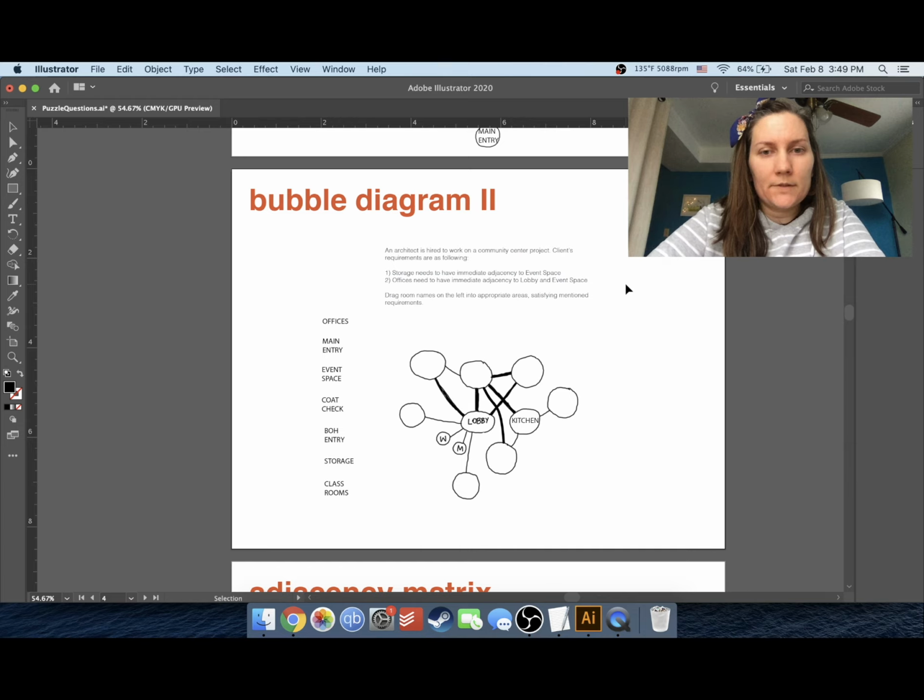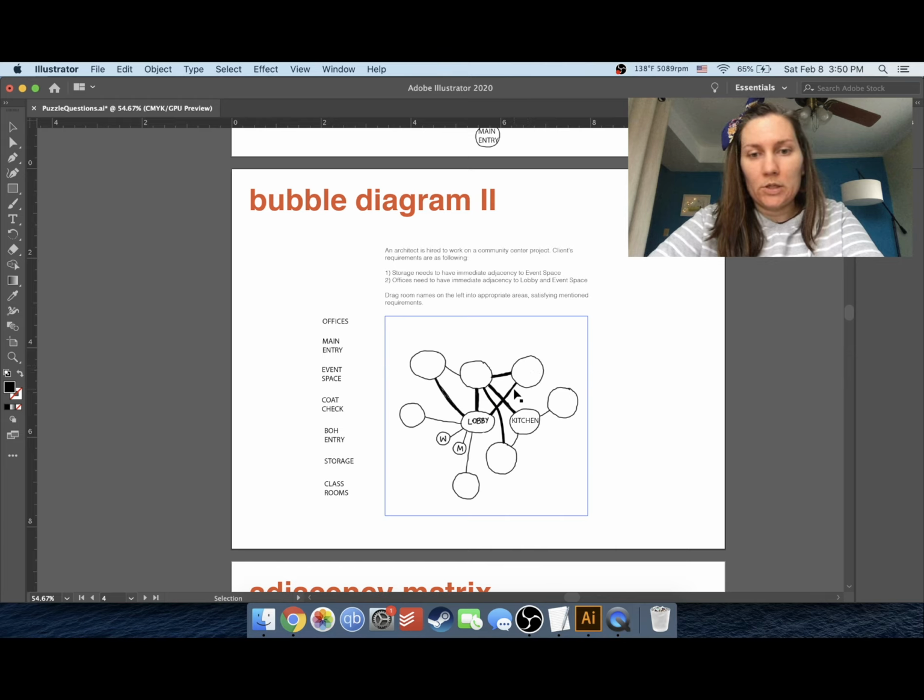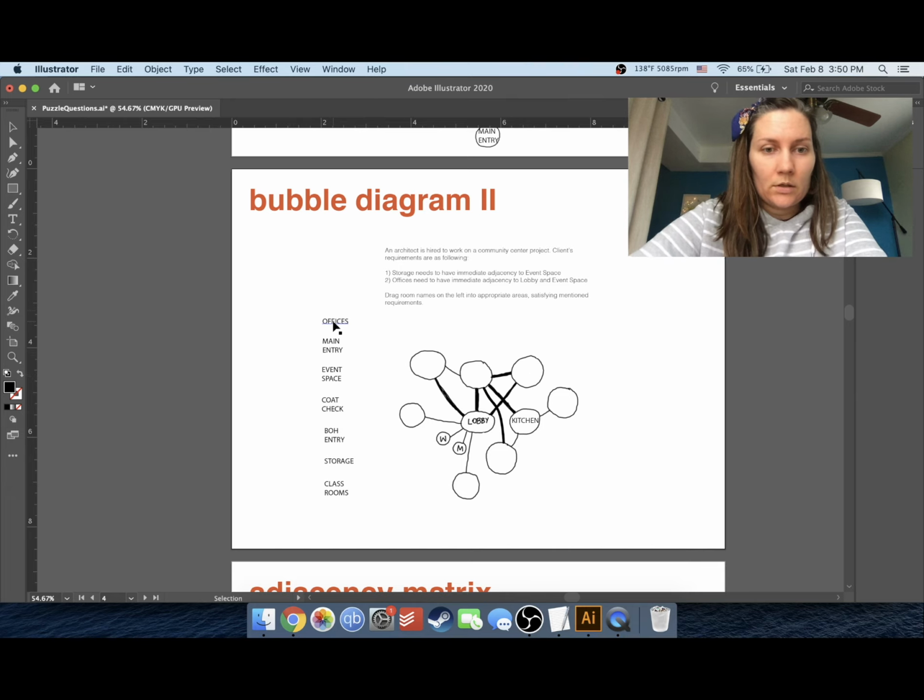It says offices need to have immediate adjacency to a lobby and event space. Okay, so here we do have a lobby. This is going to be a big clue. To go back, offices need to have immediate adjacency to a lobby and event space. So we're looking at rooms that have immediate adjacency to lobby. We have one bubble here that has immediate adjacency with it, and another not immediate. We have one space here that has a bunch of immediate adjacencies, and one bubble that has immediate adjacency to only 2 rooms, and one of them is lobby. So chances are that this here is going to be our offices. So let's start cracking this.